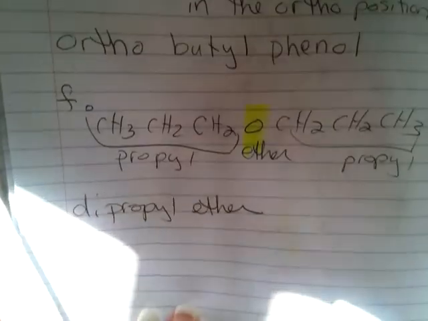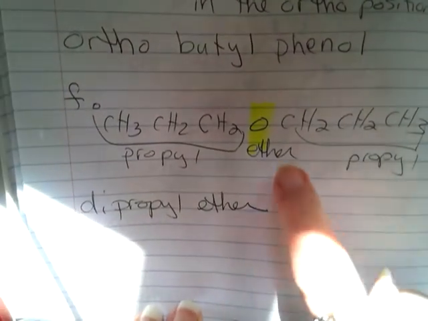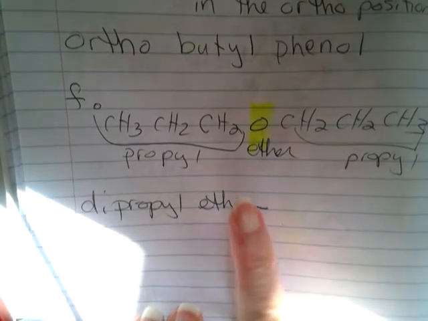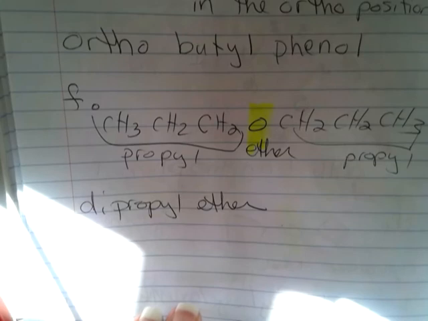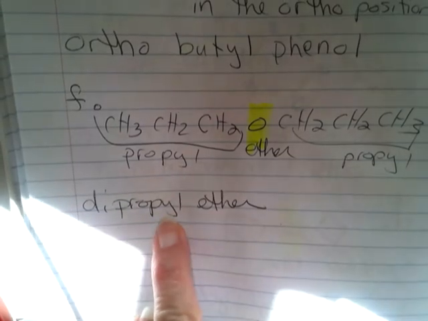And for F, we've got an ether, and on both sides we've got propyl groups. Okay, they're identical. So we're going to say dipropyl ether.